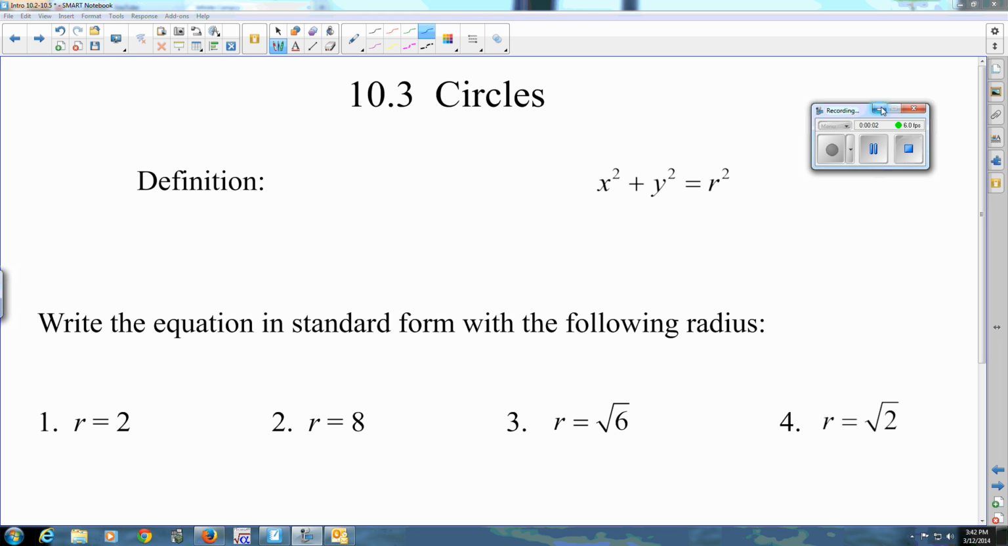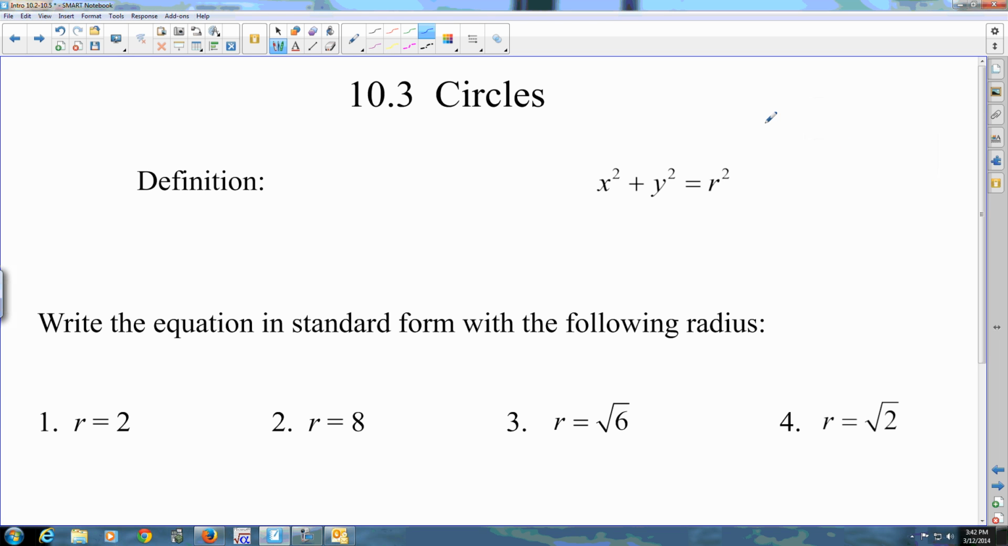All right, you guys, section 10.3 for Algebra 2. The definition of a circle is a collection of points that are all equidistant from one point, and that point being its center. So those are all supposed to be equidistant. This one's kind of a lame one, but you get the idea. And this is the pattern for a circle.